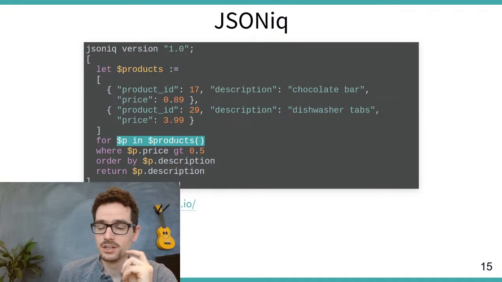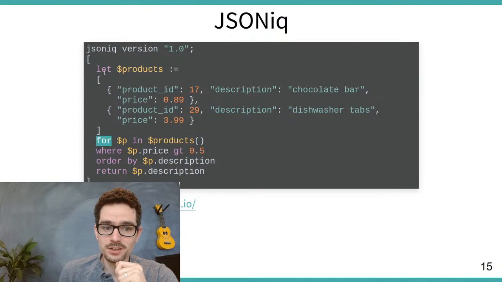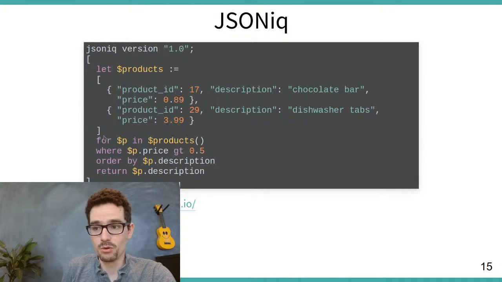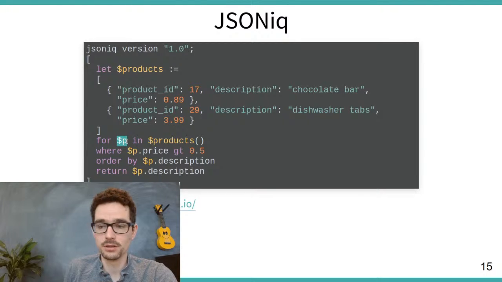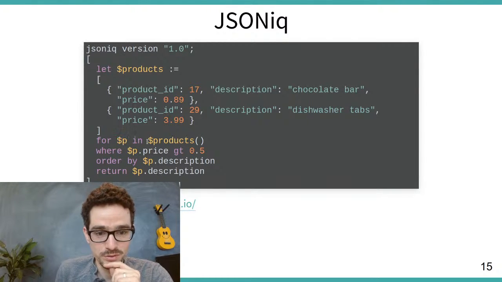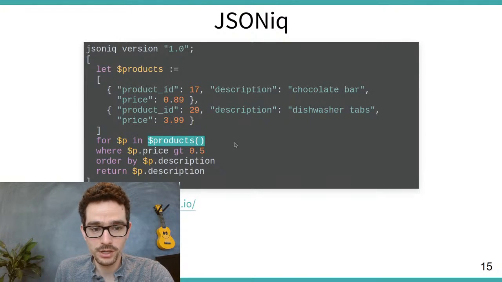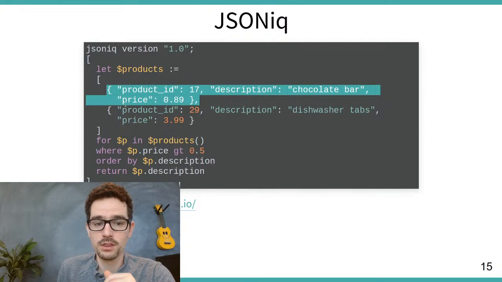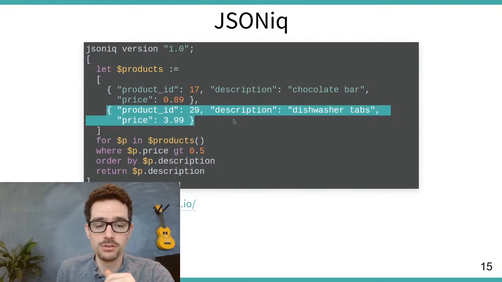p in products. For is similar to let, but it iterates over the elements of an array. So it also introduces a new variable, in this case p, but p is now in each iteration a different value. So products is an array with 2 objects, and p in the first iteration is this object, and then the second iteration is this object.